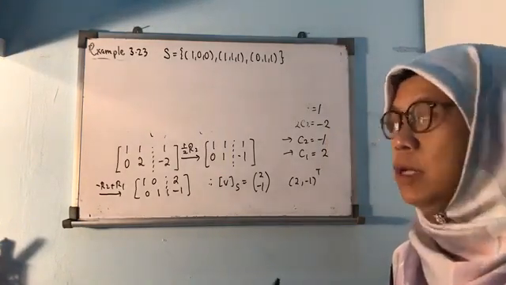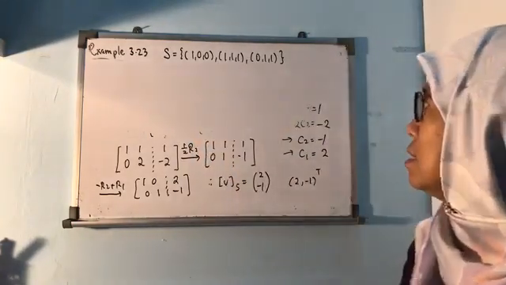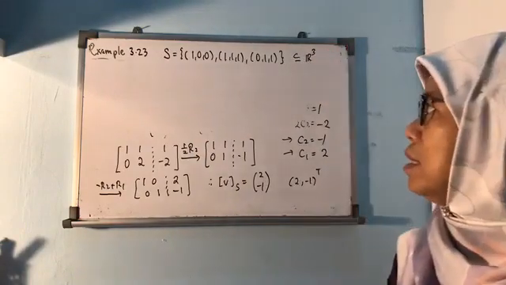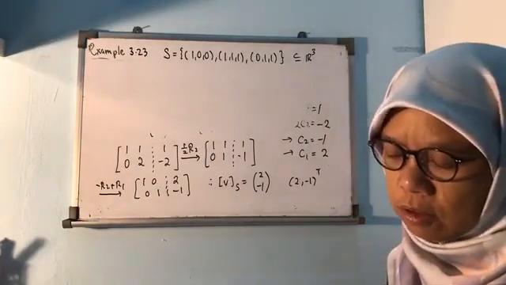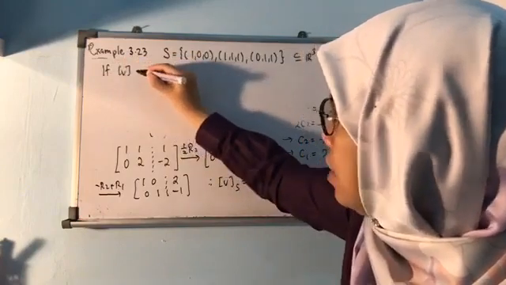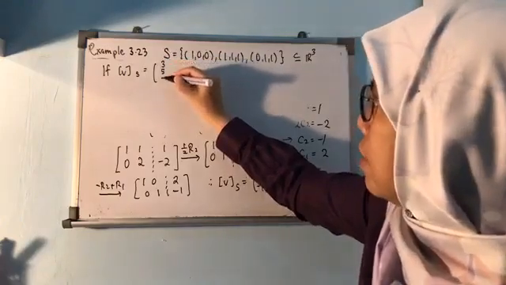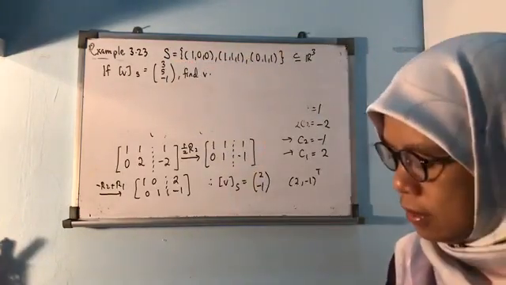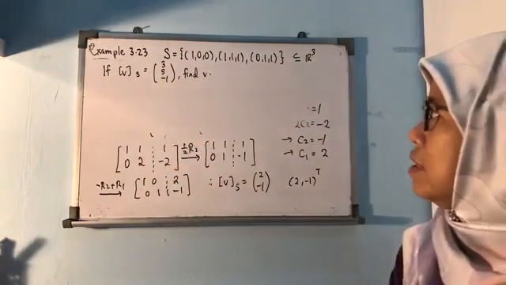Probably the first part will be show this is a basis. So you have to show this spans R3 and linearly independent. Maybe you can find the determinant, which is not 0, and then you mention about the coefficient. If Vs is 3, 5, negative 1, find V.